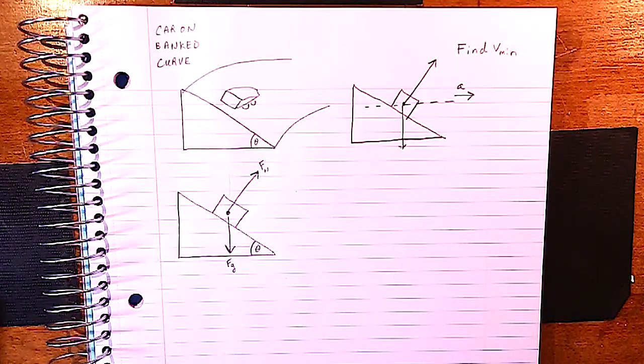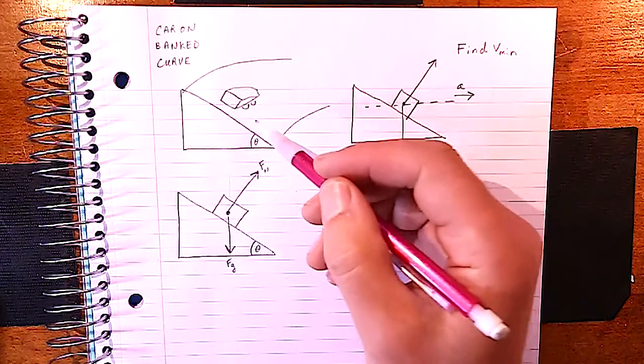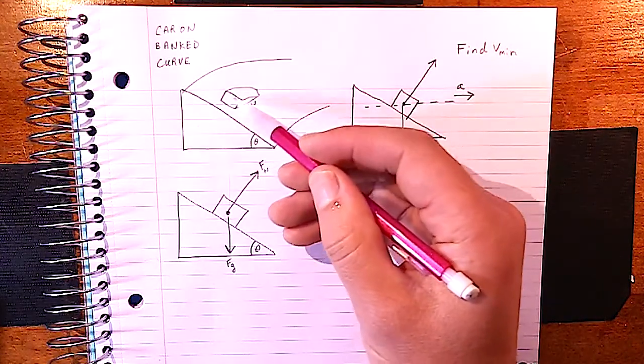So, this is an advanced problem, and this is something that you might find in an honors course. So if you're only taking Regents physics, you don't have to worry about this problem. Okay, what we have here is a car that's going around a banked curve.